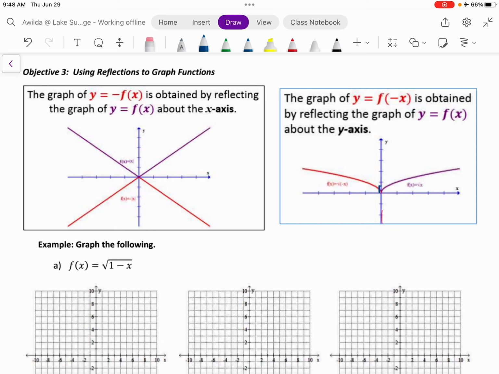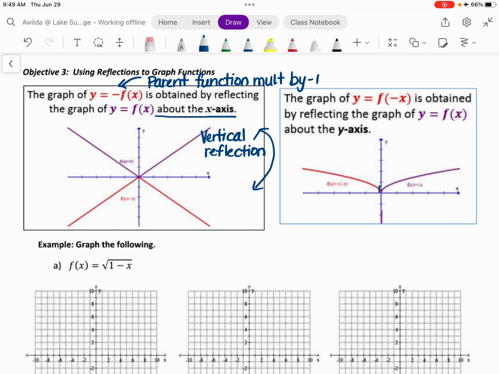This happens when the parent function is multiplied by -1. Let's make a note there. Parent function multiplied by -1. Again, this is going to create a reflection of the graph across the x-axis, and we refer to this as a vertical reflection. The reason we call it a vertical reflection is that the images created go up and down.